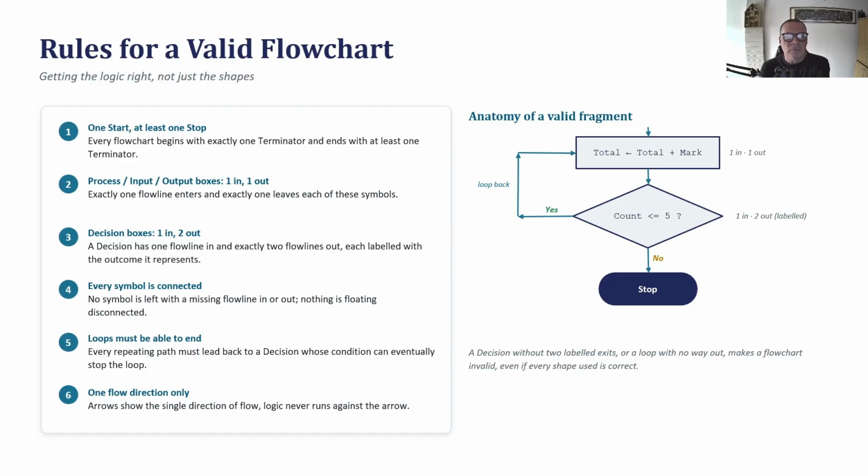So just recapping the rules then, you must have one start and at least one stop. The process, input and output boxes all have one arrow coming in and one arrow going out. Decision boxes can have one coming in and two going out. Every symbol is connected. Loops must be able to end, so don't draw flowcharts with infinite loops in them. And the flow can only go in one direction.